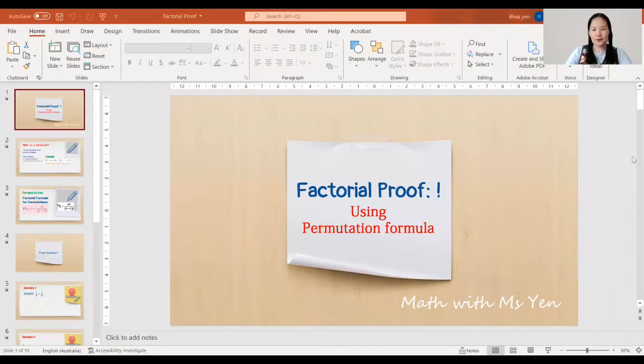Hi, today we're going to do factorial. This lesson is not a beginning of factorial, it's something to do with the proof. So I'll really strongly recommend you have a bit about basics of factorial before you watch this video. Okay, let's start. A factorial proof using permutation formula.